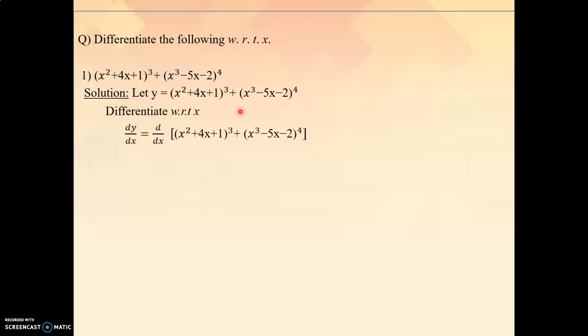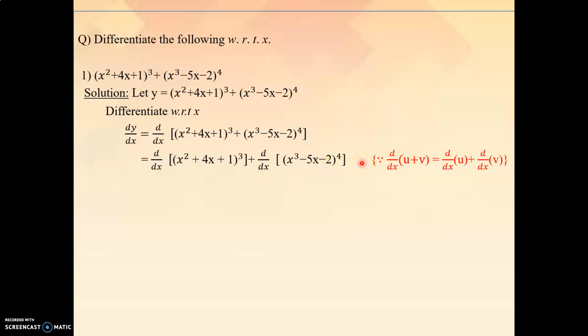The first one is (x square plus 4x plus 1) whole cube plus (x cube minus 5x minus 2) whole raised to 4. Let y be equal to the given expression. You will write first: differentiate with respect to x. That is dy upon dx is equal to the derivative of the whole function. Then derivative of the first function plus derivative of the second function, because the format is given: derivative of u plus v is derivative of u plus derivative of v.